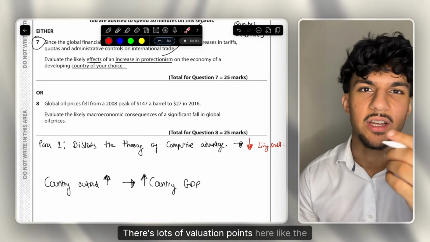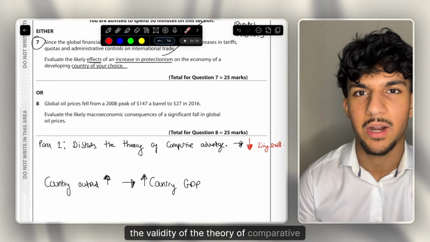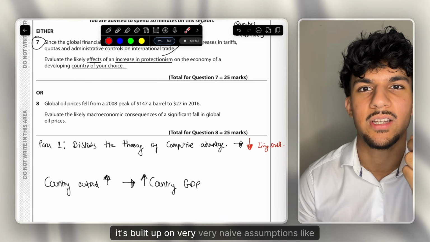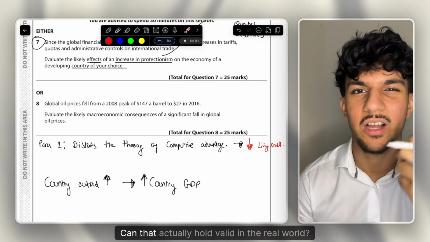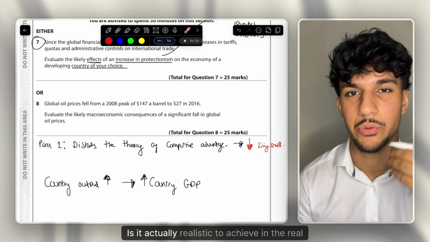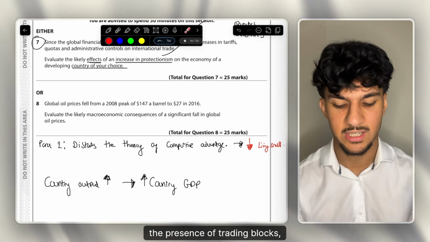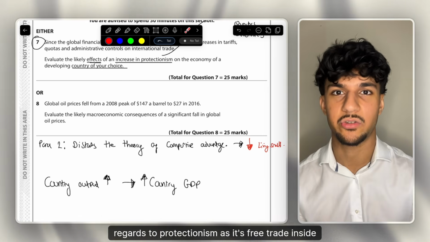There's lots of evaluation points here, like the involvement of the World Trade Organization, the validity of the theory of comparative advantage itself, since it's built up on very naive assumptions like no trade barriers, no transport costs. Can that actually hold valid in the real world? Is it actually realistic to achieve in the real world? Another great evaluation point, the presence of trading blocks. Of course, they totally change the game with regards to protectionism, as it's free trade inside the trading block.